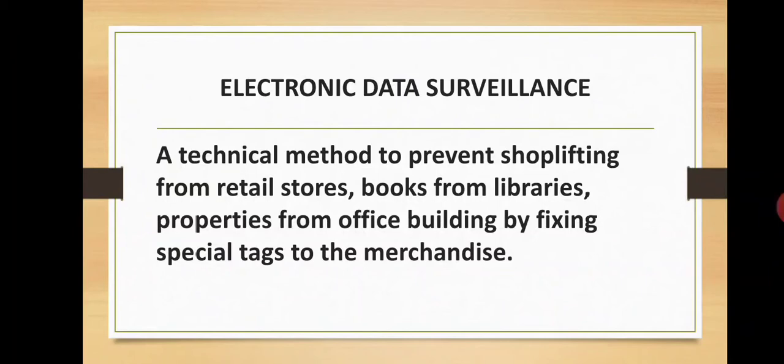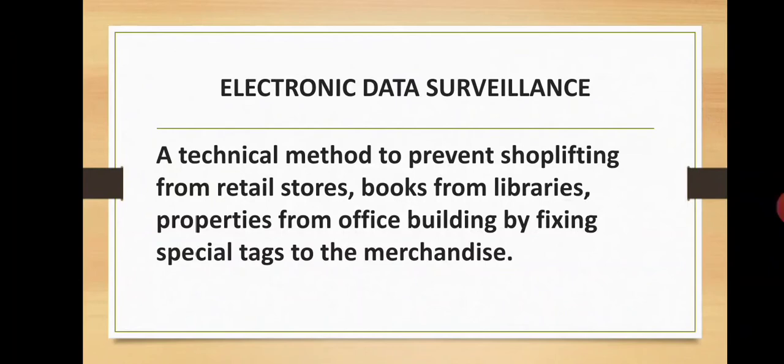I will give you an example. If you go to a retail outlet that deals with clothes, that is attire, each and every cloth in the shop, it might be shirts, trousers, jackets, sweaters, kurtas, or anything, is attached with a special tag which has surveillance software, that is, electronic data surveillance. You will have to remove this tag at the billing counter. The billing person or executive who is billing your products will remove this tag.